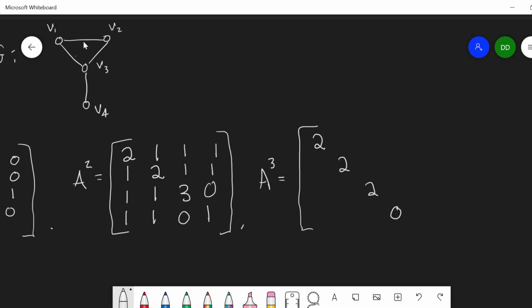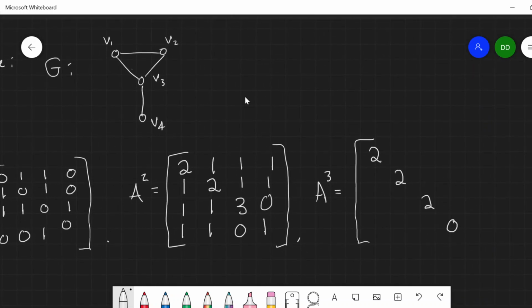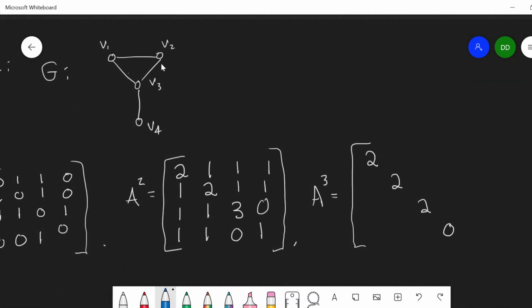Let's see, what else? Right? V2, V1 walks. So I count 1, 2, 3. I could also go 1, 2, 3. That's another one. Let's see. There should be one more that I'm missing here. Let me indicate these in blue. 1, 2, 3. There's 1. I could also go 1, 2, 3. There's another walk.